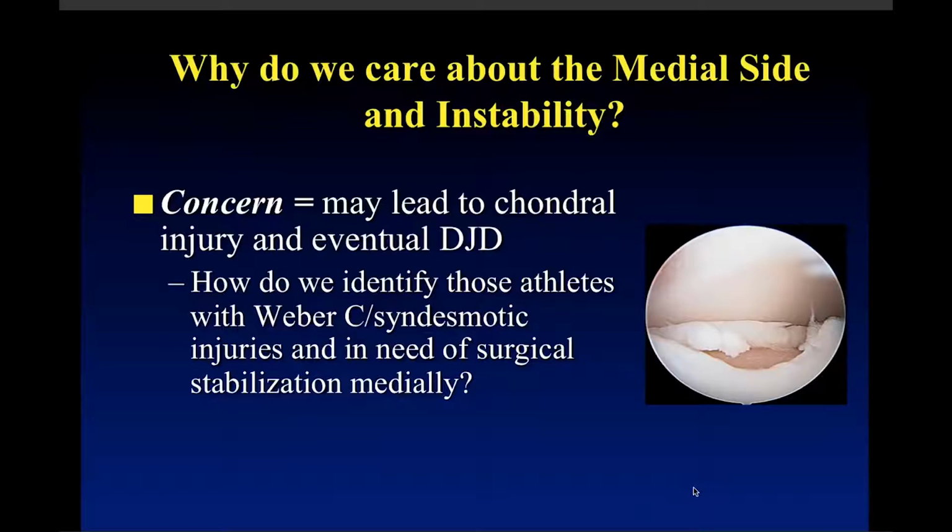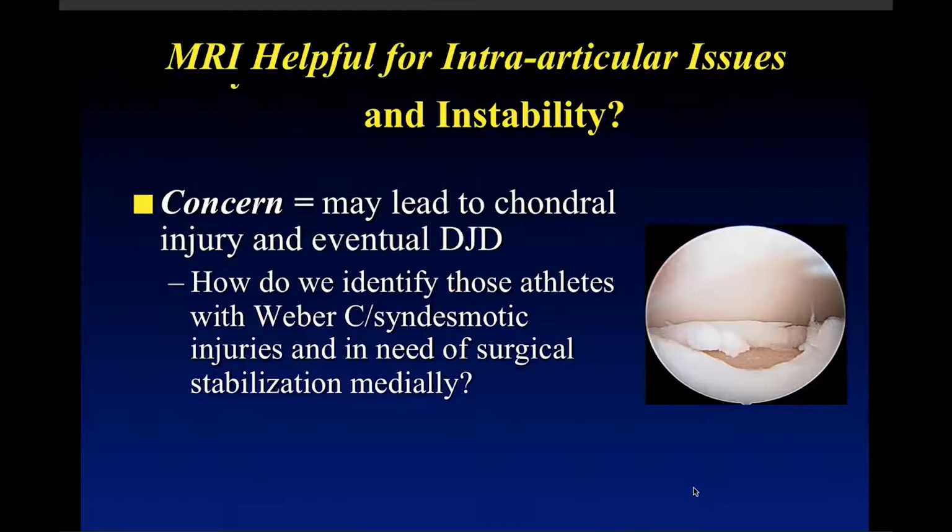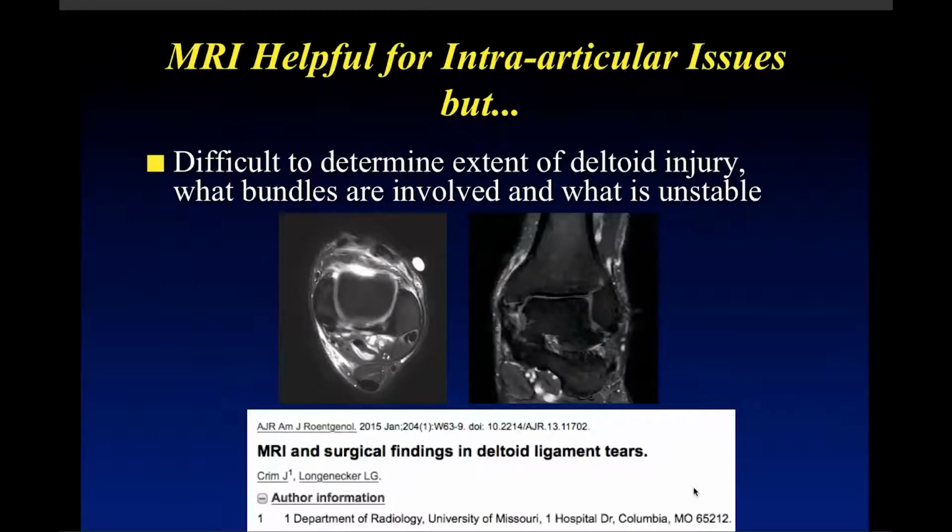How do we take our athletes with potential medial instability along with lateral pathology, those particularly with Weber C syndesmotic injuries? How do we identify instability, and then what do we do with it? So again, it's a difficult question to ask and to answer. We oftentimes rely on MRI, but you've got to be careful with your MRI.